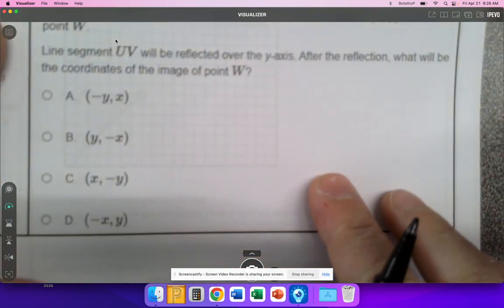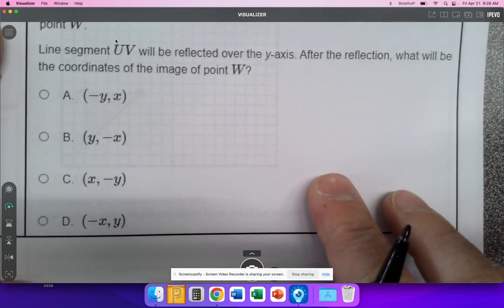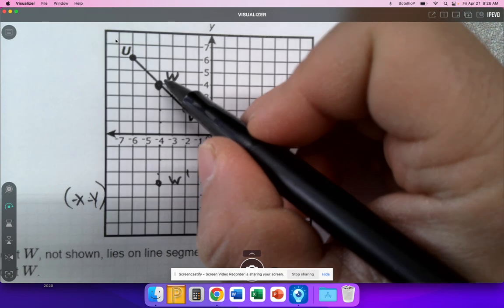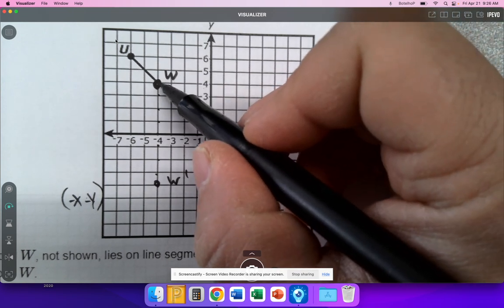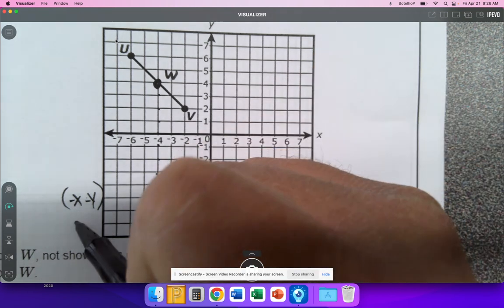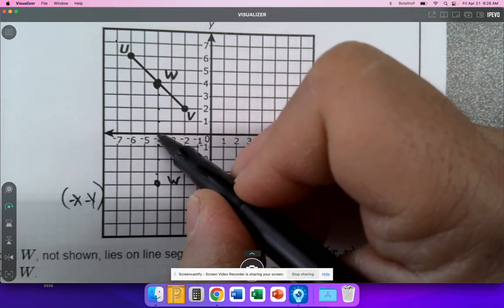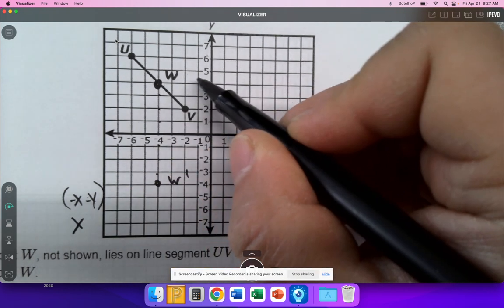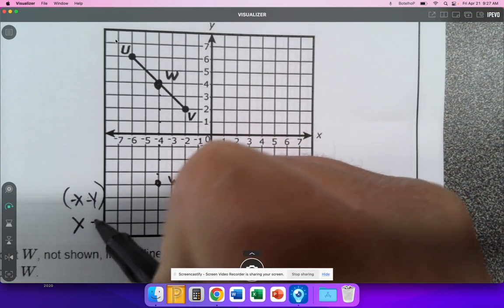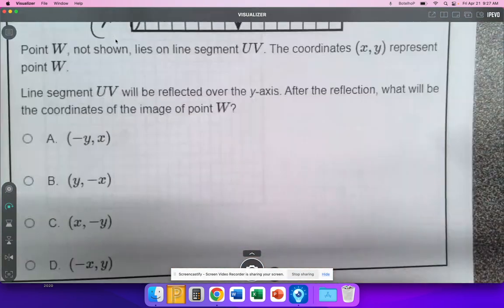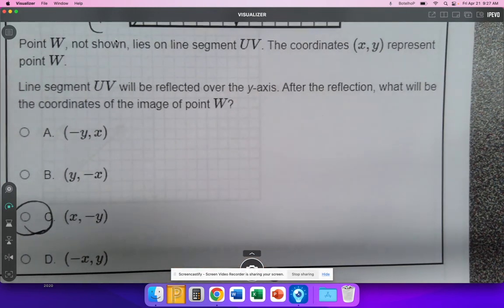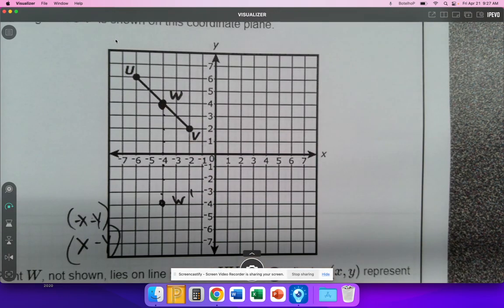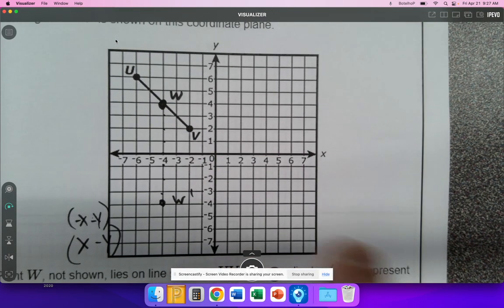And if I look, that is not any of the choices. Well, wait, hold on. I might have made a mistake here. What happened to my x and y? Did it change? Let's see. My x was -4, and it stayed -4. So x did not change. But my y went from +4 to -4. Aha. So it must be C. But wait a second. Did anyone catch my math by mistake? I went over the wrong axis. It says reflect over the y. I went over the x.